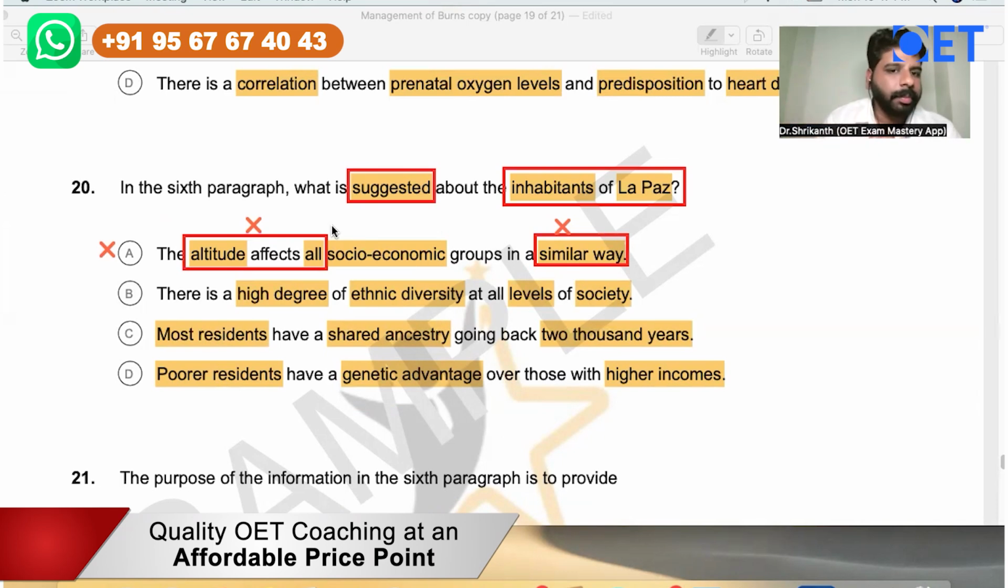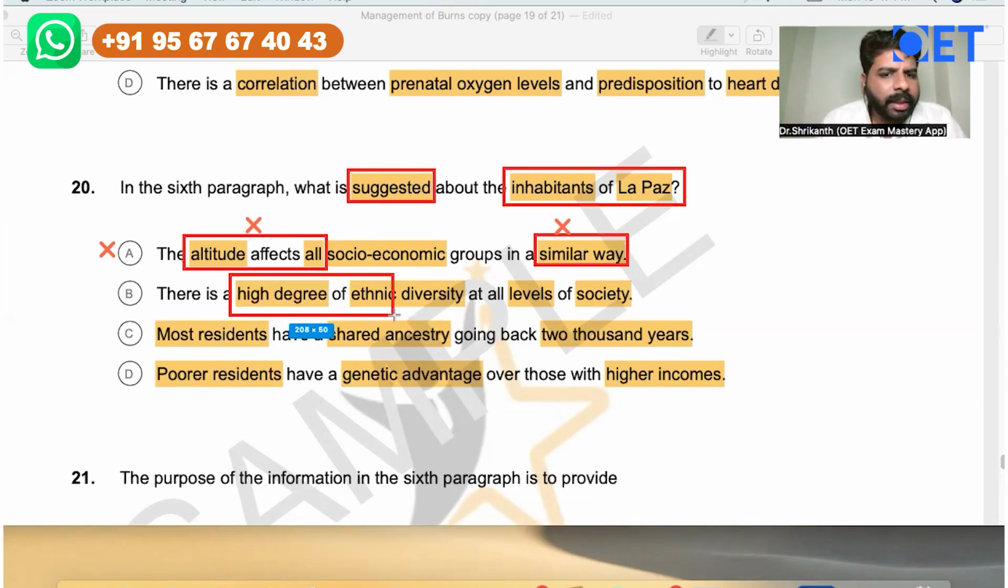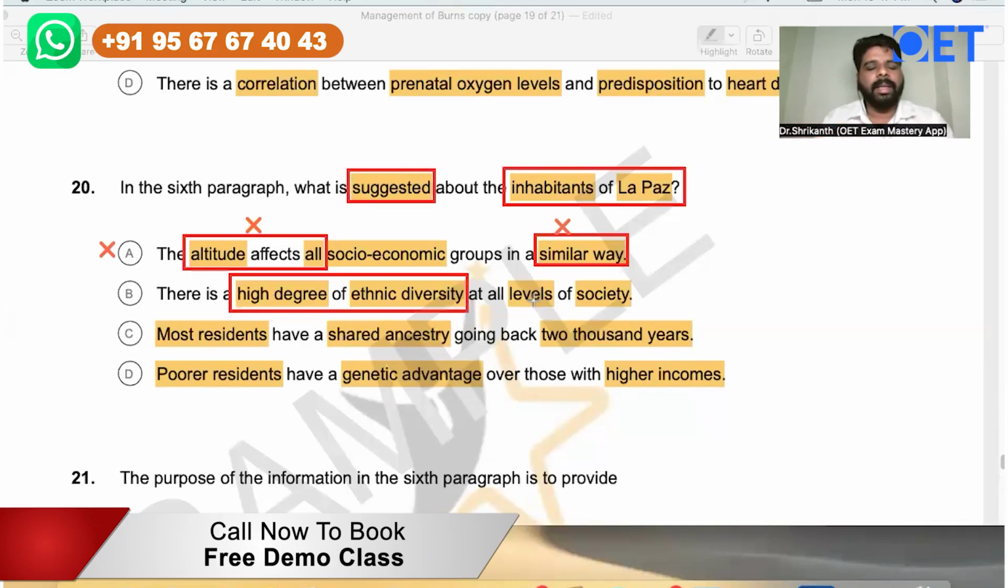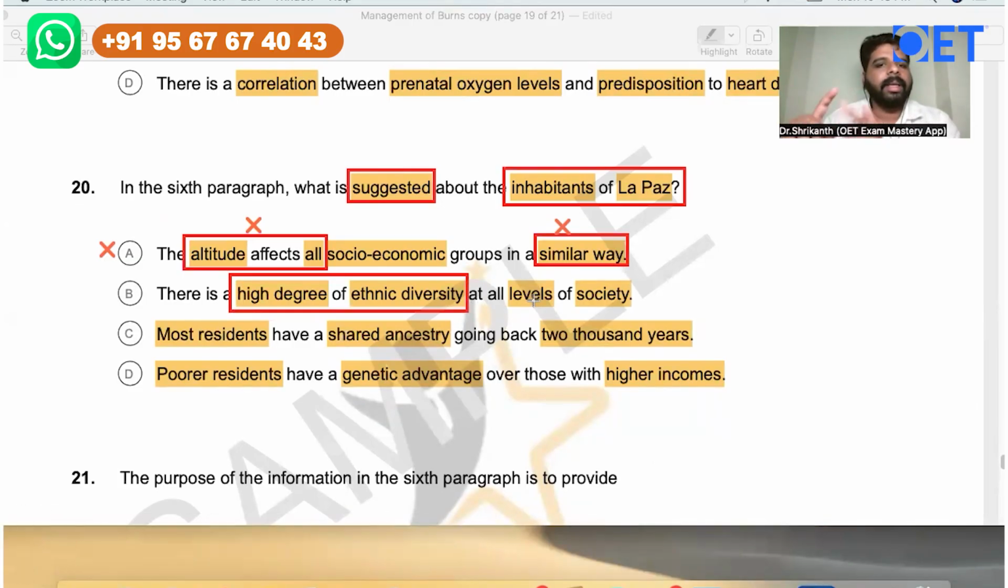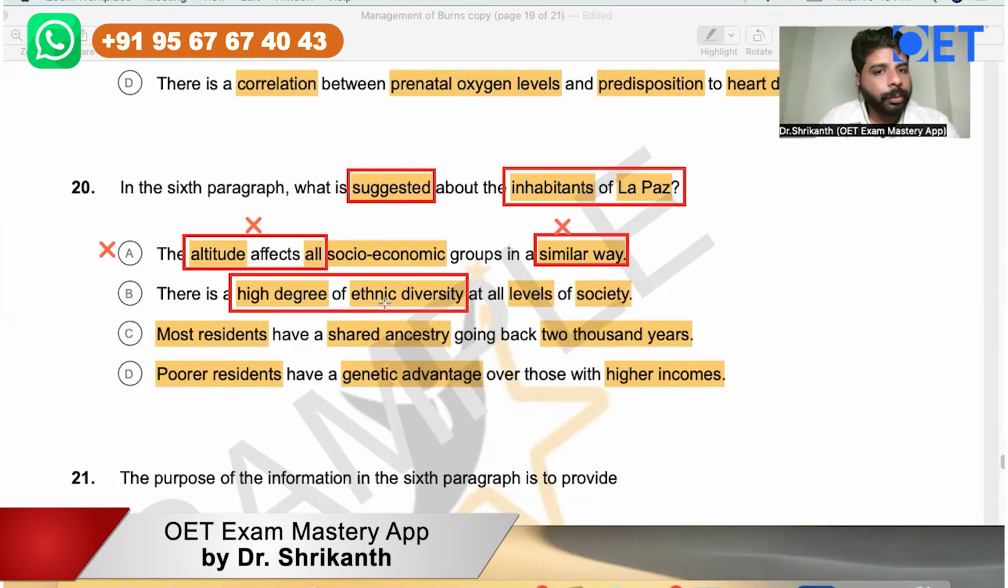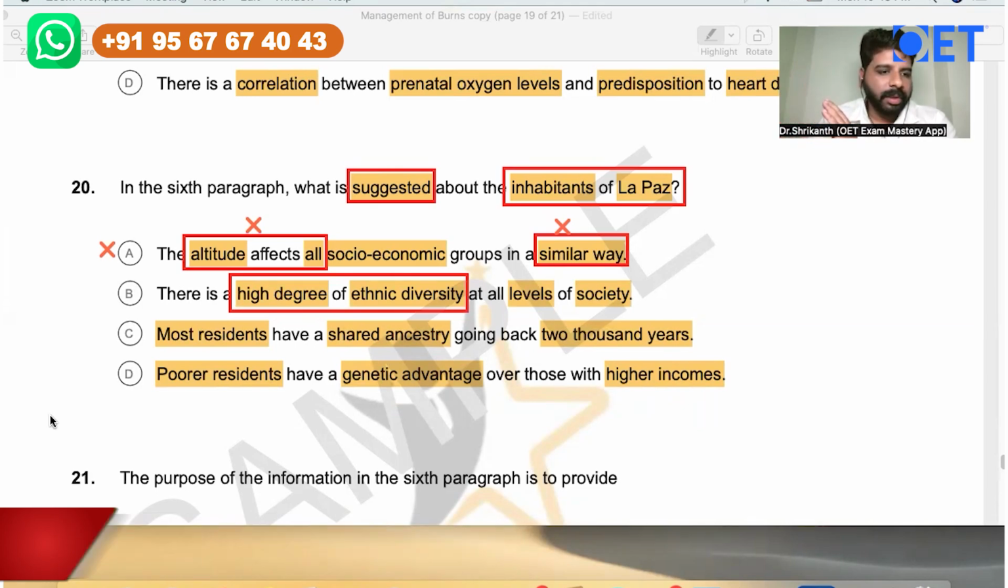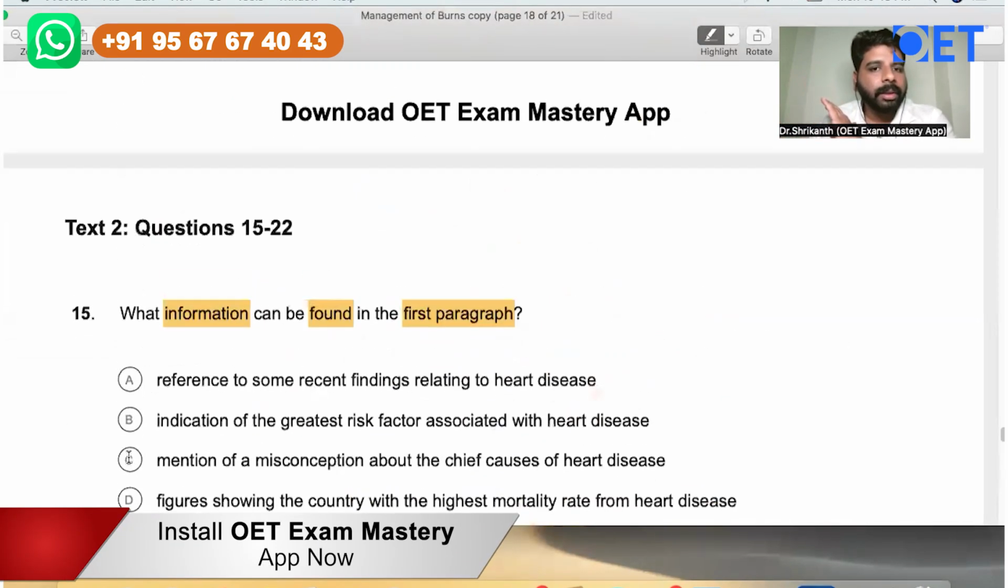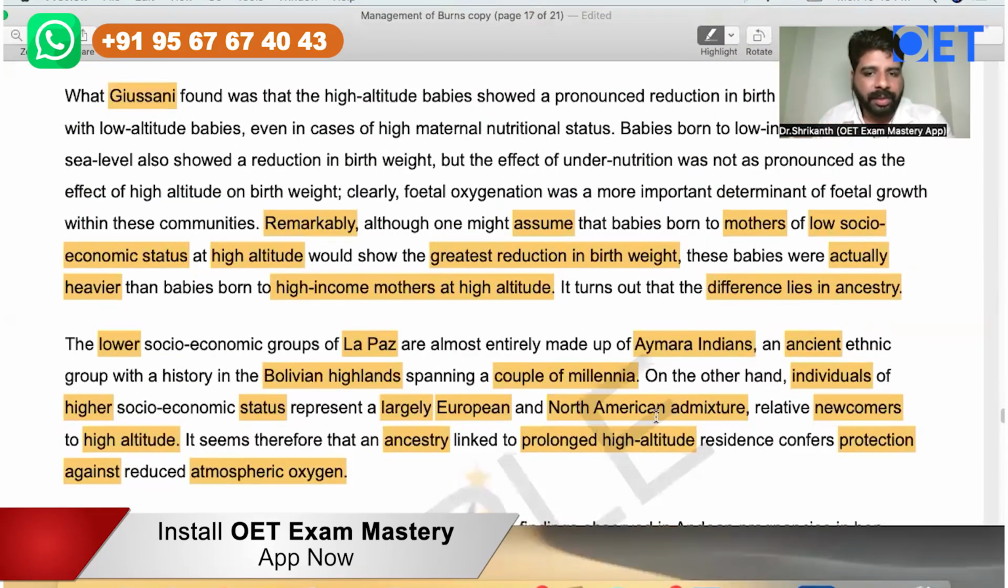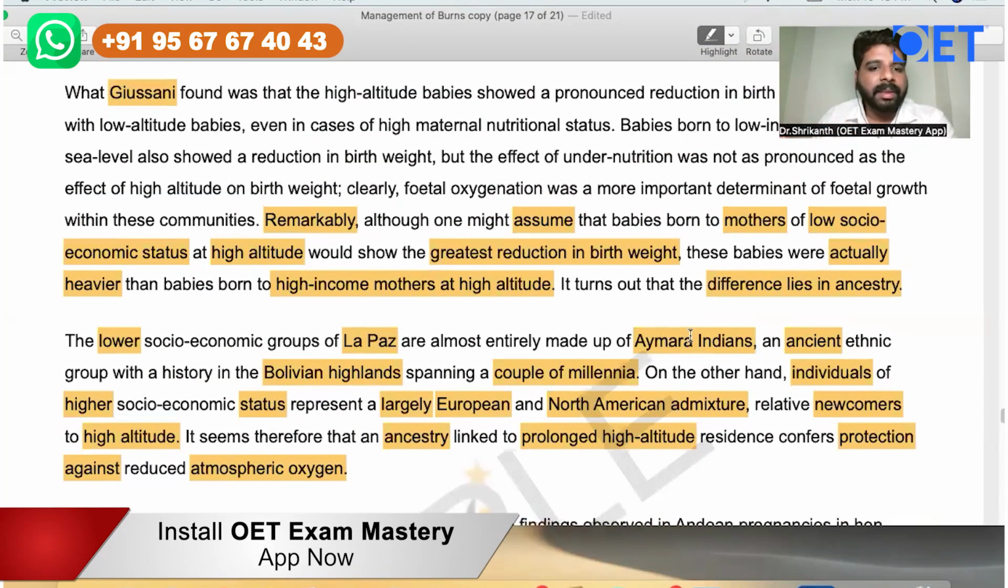Now let's come to answer option B. There is a high degree of ethnic diversity at all levels of society. Now here, what is the verb over here? High degree of ethnic diversity at all levels. That is, in rich people there are different ethnic groups, in poor people there are different ethnic groups. In all levels of society, there is a high degree of ethnic diversity. Is that true? No, because what have they told you? They have told you that rich people are basically the newcomers. Rich people are the European people and the North American admixture, and the poor people are basically the Aymara Indians.